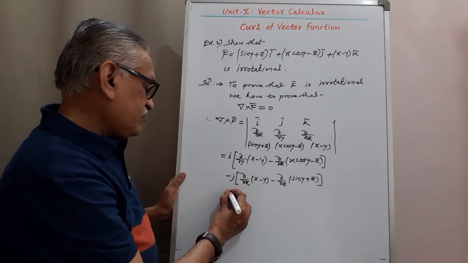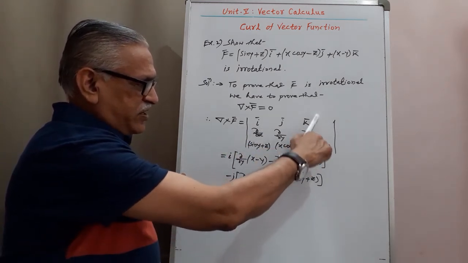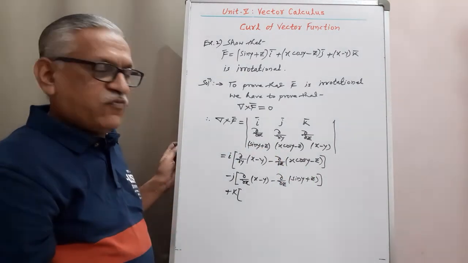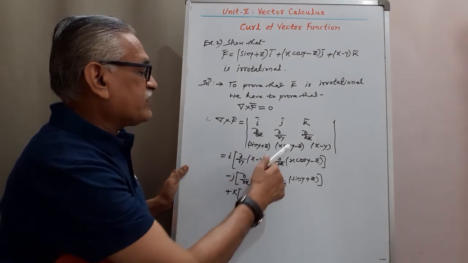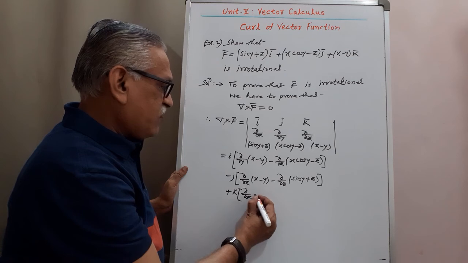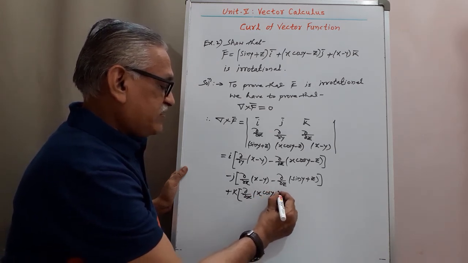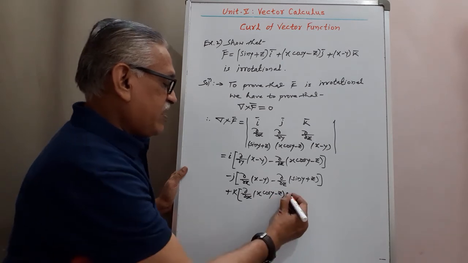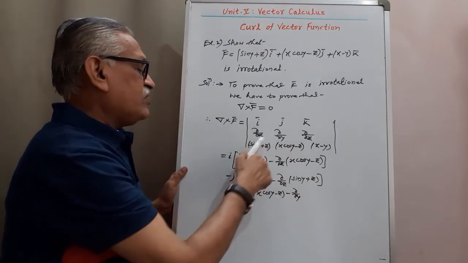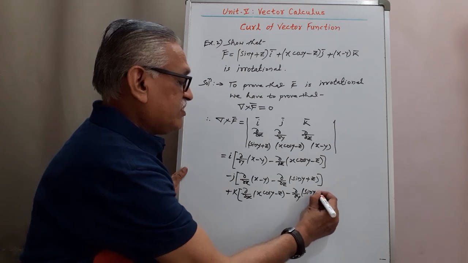and plus k into, this time neglecting first row and last column and taking a determinant of this remaining four elements, we have partial derivative of this term with respect to x, ∂/∂x of (x cos y − z) minus ∂/∂y of this term (sin y + z).